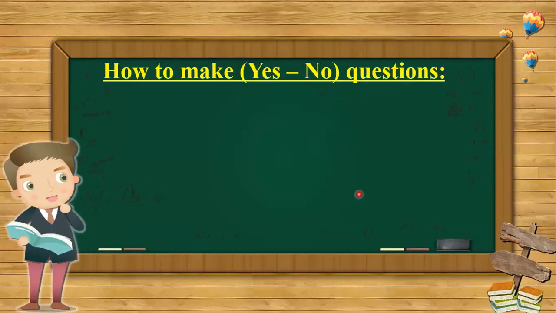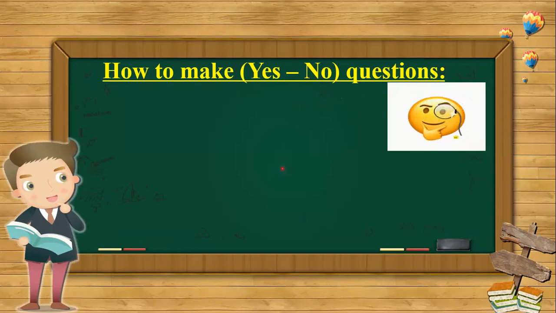Now, this is all about the negative. Now we're going to talk about the yes no question. To make a yes no question, there are some steps. Number one, I will read the sentence, the answer.